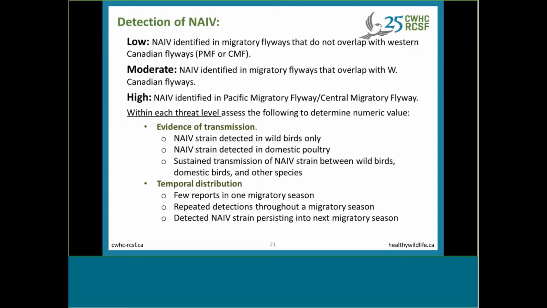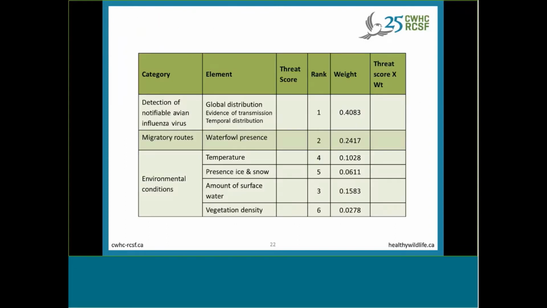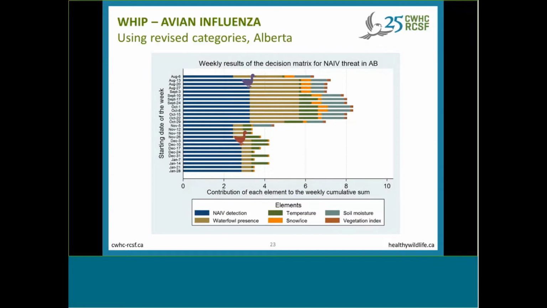Next slide, please. So this is what the matrix looked like when we ran our retrospective again. Detection of avian influenza was still ranked 1, was still a significant weight, like nearly 41% of the cumulative score was due to that, followed by waterfowl presence, and then the environmental conditions ranked after those. Next slide, please.